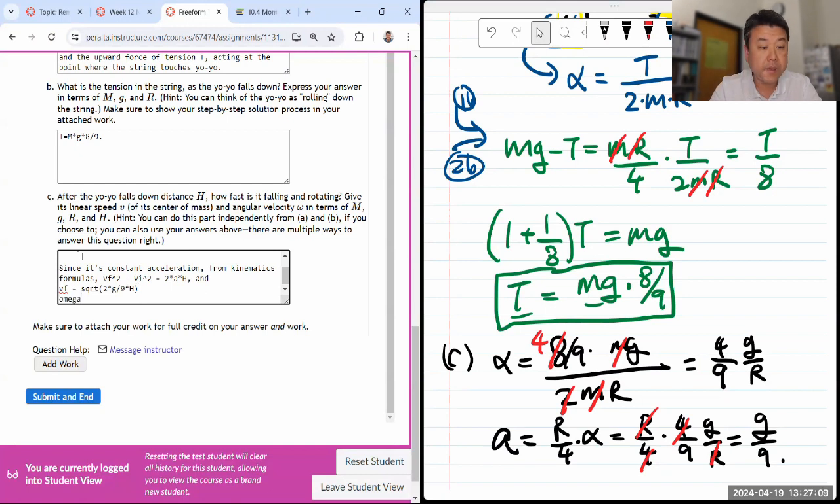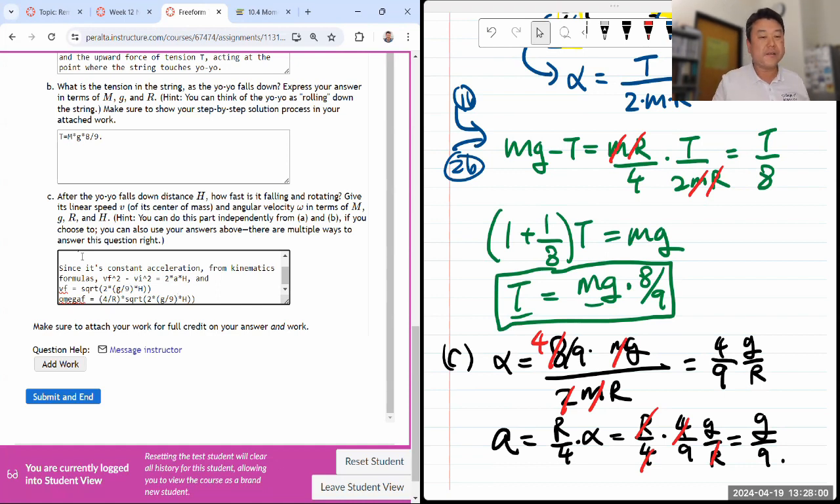That being the final speed, omega final will be this thing divided by r over 4. So it'll be 4 over r times the square root of 2 times g divided by 9 times h. Wait, did I miswrite it? Yeah, sorry, I wrote it wrong. This is why it's g over 9, that's the acceleration, and h does actually multiply. All right, I think that's all good.